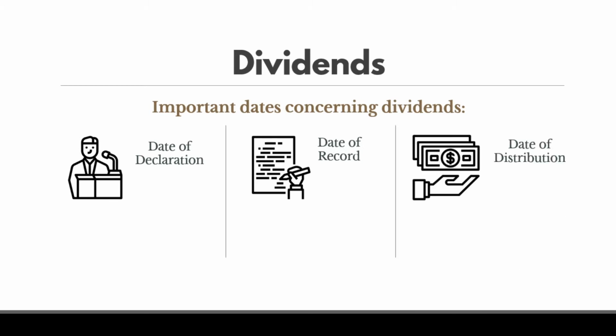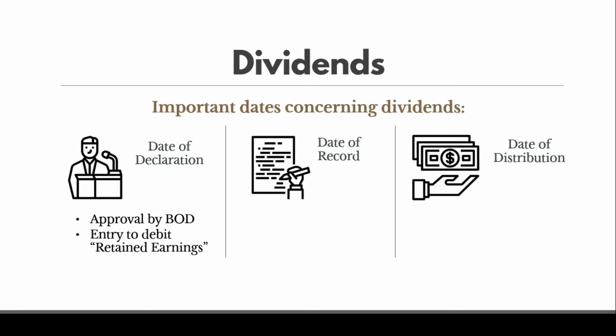So, sa date of declaration, so as the name implies, dito po sinasabi ng Board of Directors na meron tayong dividend kung magkano at kung kailan babayaran. So, dito po normally nagkakaroon ng approval by the Board of Directors na magdi-declare ng dividend. So, normally this can happen sa isang meeting called for that purpose. So, sa date of declaration, doon po tayo nag-e-entry to debit retained earnings. So, binabawasan na natin yung retained earnings sa date of declaration pa lang, regardless kung kailan natin siya actually babayaran.